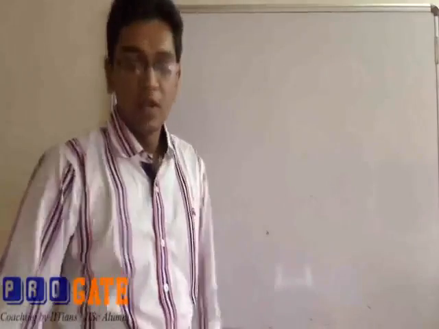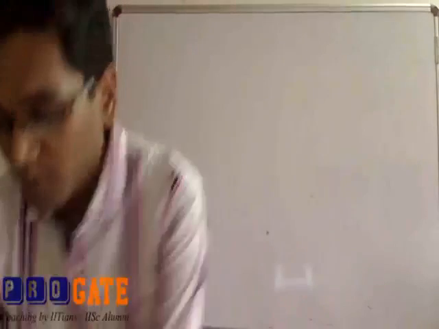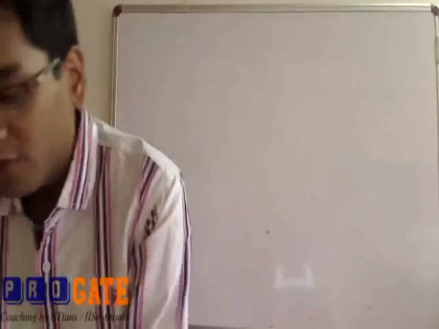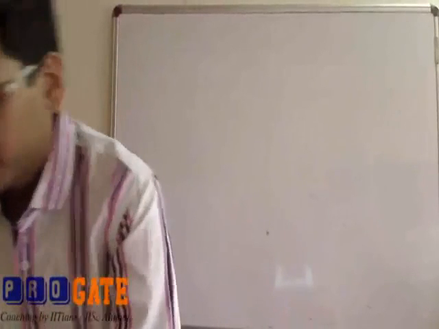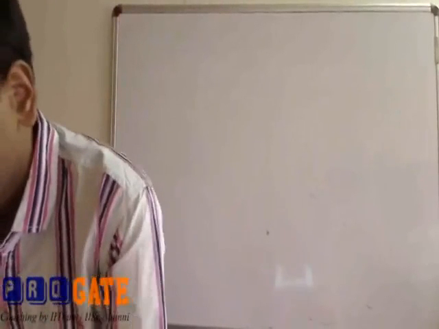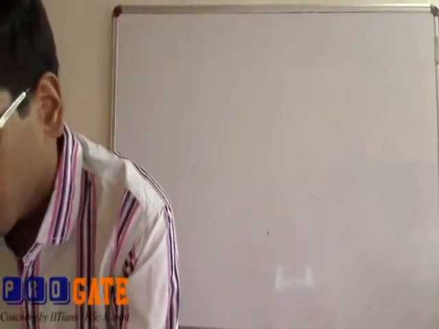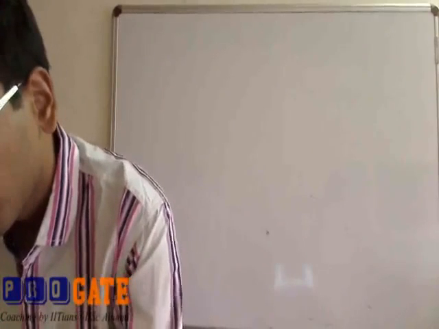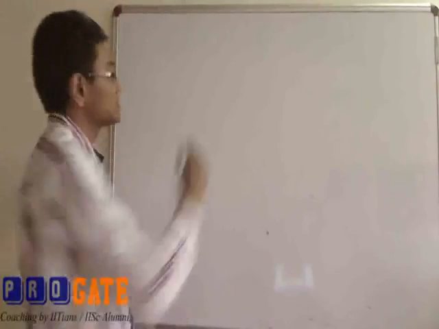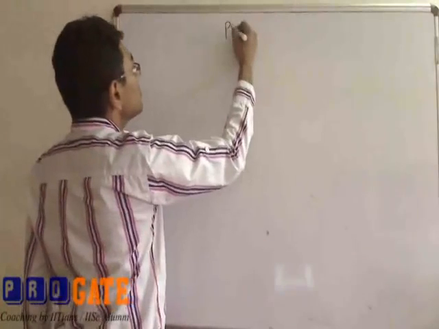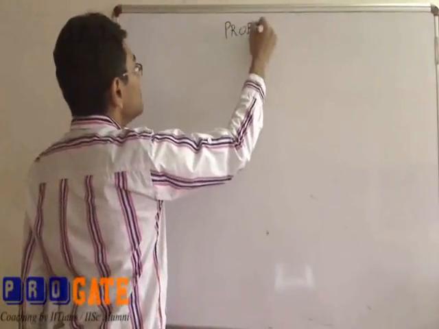So with this, we come to an end of our PNC topic, our permutation and combination topics. Now we move on to the next topic, probability. So now we start off with probability theory.